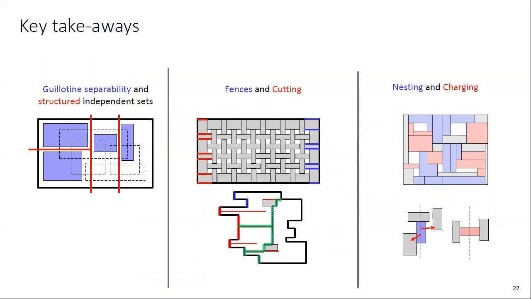So a takeaway of this technique is that if you want to find a good solution, you can try to look for a good structured solution. The strategy of fences and cutting, and this charging argument and this nested: maybe we cannot charge everyone, but we will make sure that at least a constant fraction can be charged.